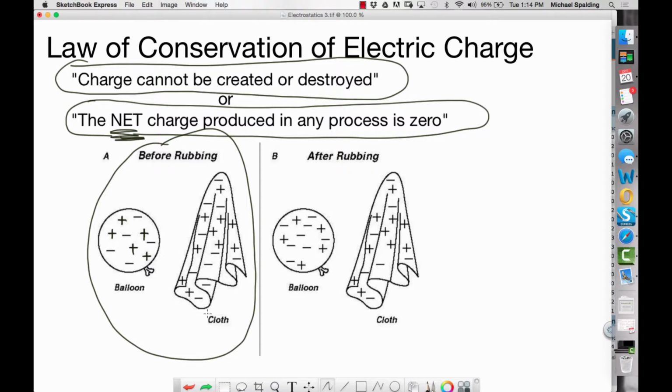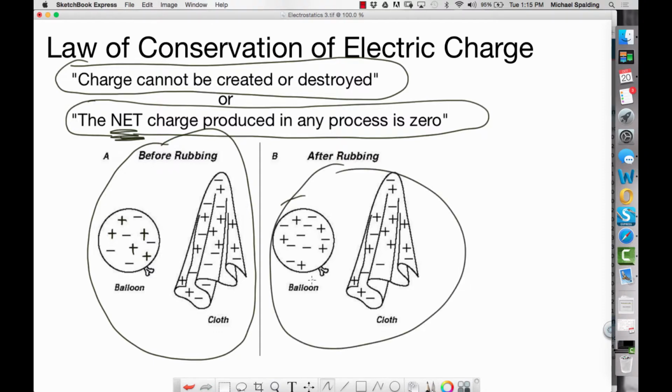Now, here's what happens, as we've already said. If you take a rubber balloon, or here I have a PVC pipe in my hand, and you take a cloth and rub the pipe, am I generating new charge? No, you're just moving the charge from the cloth to the PVC or vice versa. So here in the diagram we have a balloon. Notice after rubbing, does the balloon have more positive or more negative? More negative. The balloon has become negatively charged. The cloth has become positively charged.